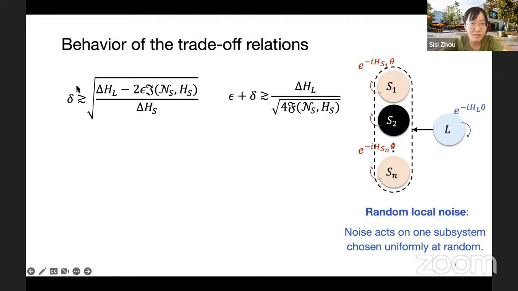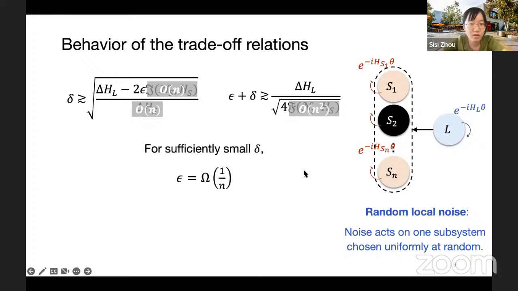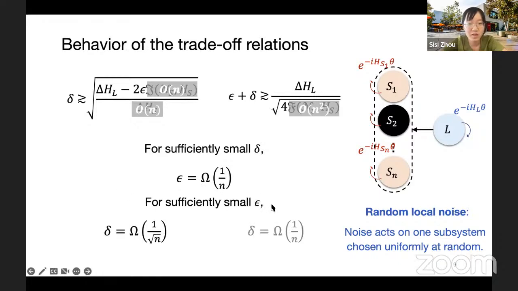Basically, it describes the situation where a noise acts on only one of the subsystems, which is chosen uniformly at random. In that case, one can try to get a scaling of these parameters with respect to the number of subsystems. You can verify that J is going to scale linearly with respect to n, delta H_S is going to scale linearly, and F is going to scale quadratically with respect to n. Then for sufficiently small delta, epsilon is going to be lower bounded by a scaling of 1 over n. And for sufficiently small epsilon, delta is going to be lower bounded by 1 over the square root of n from the first type of trade-off relation, and 1 over n from the second type.